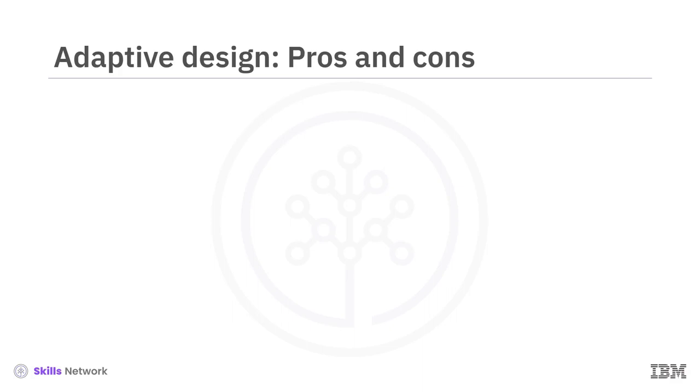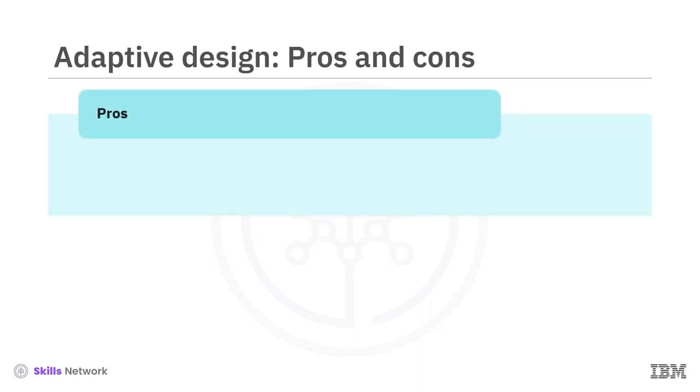Adaptable design allows developers to develop layouts that adjust to the device screen. However, this approach has its pros and cons. Let's go through the pros first. Web pages load quickly because adaptive design only requires minimal updates.